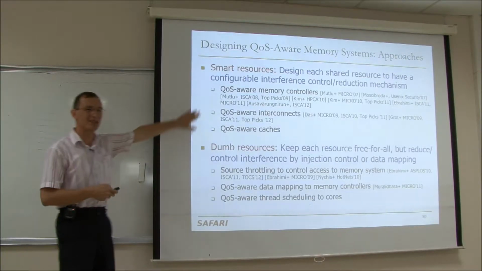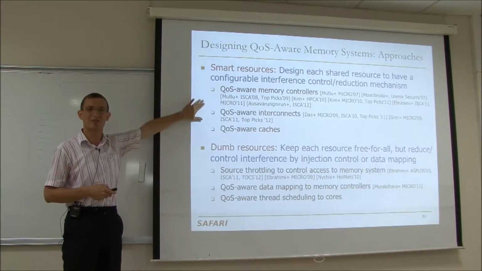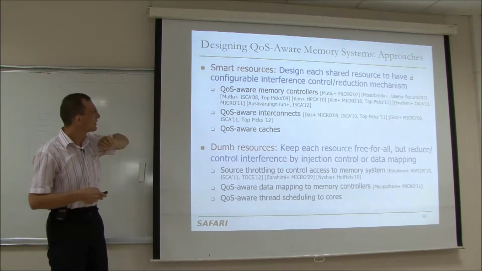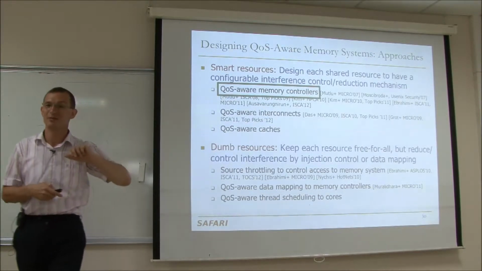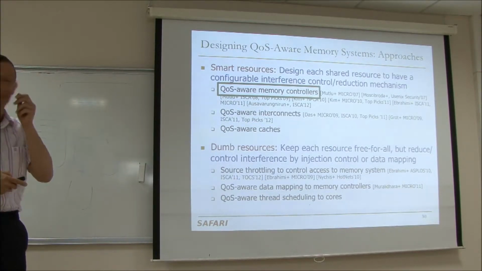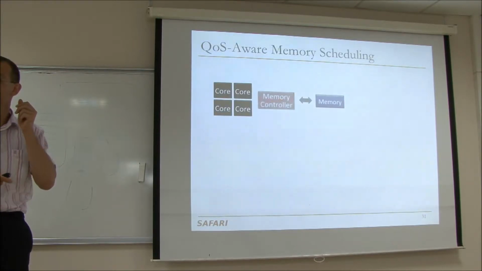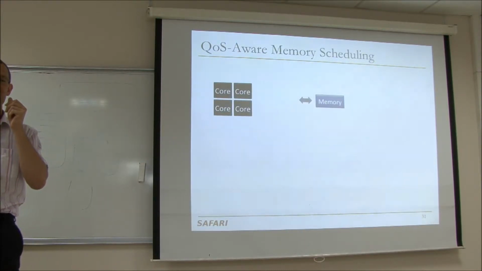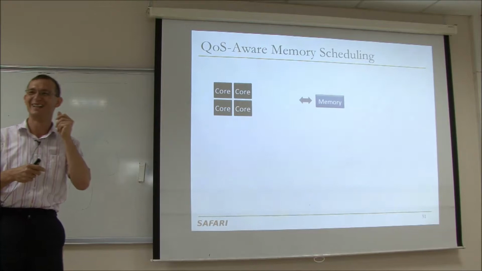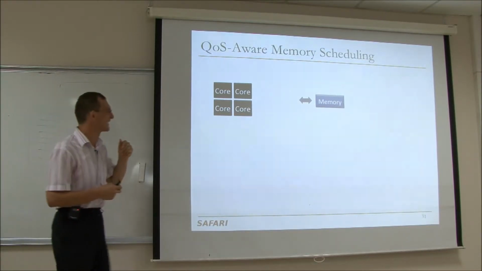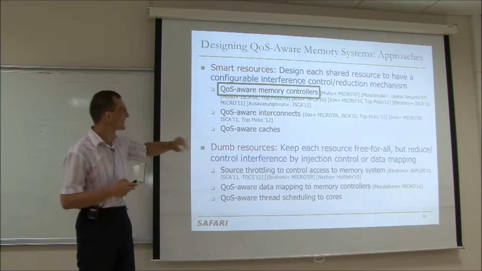So we'll try to cover a lot of these approaches. I don't think I'll be able to finish everything here. But we'll start with quality of service aware memory controllers first. Any questions so far? No? Everybody is interested in Chai now? OK. Well, feel free to ask questions. You know that very well.